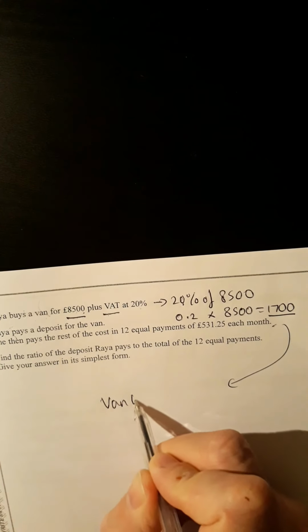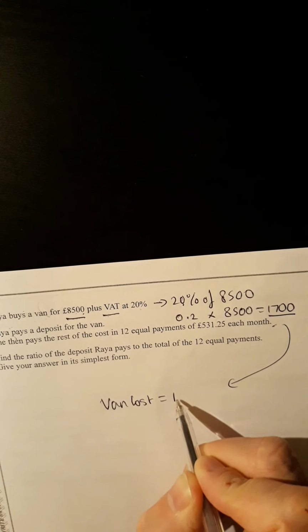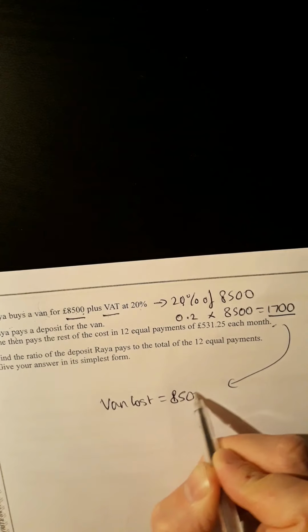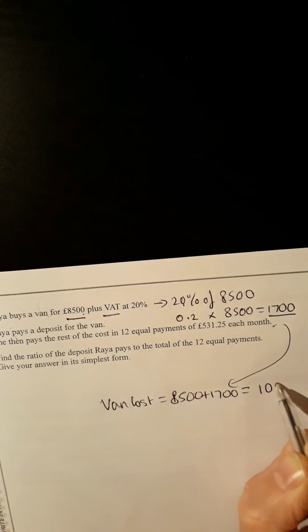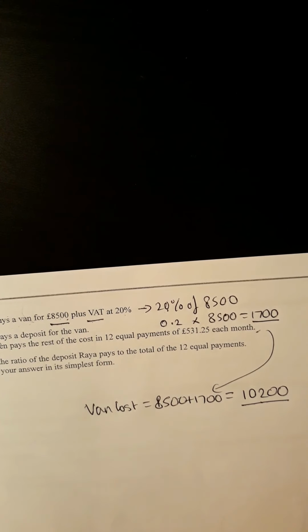Van cost equals 8,500 plus 1,700, which gives us £10,200. So that's how much it's going to cost her in total. Very important to know this. I'll move on to the next part.